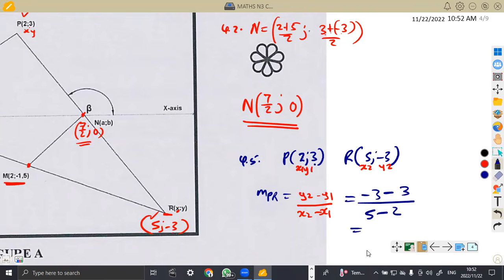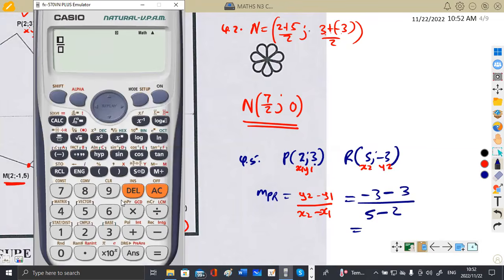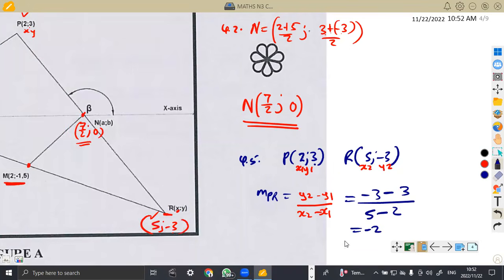So just use your calculator also, so as not to be mistaken, so that you can obtain everything. Minus 3 minus 3, so you've got minus 6 over 5 minus 2. So it's going to be negative 2. Okay, so this is the gradient of PR. So we know that we are supposed to calculate this obtuse angle, but what we are going to get is this acute angle here.